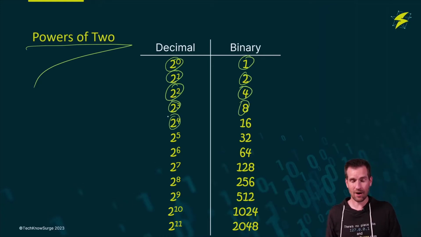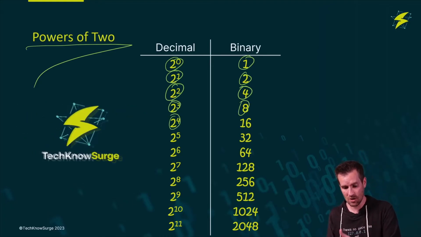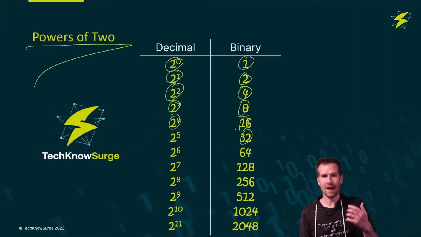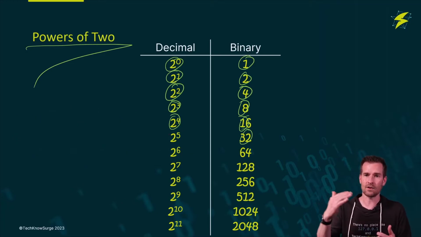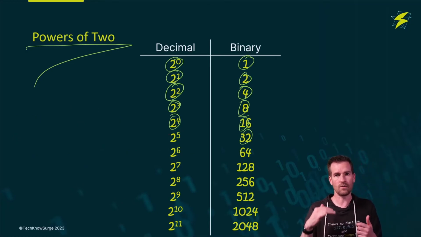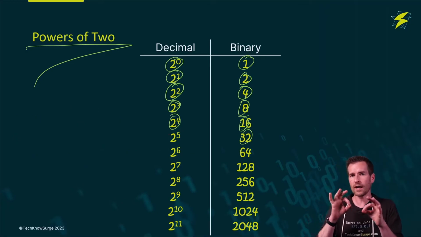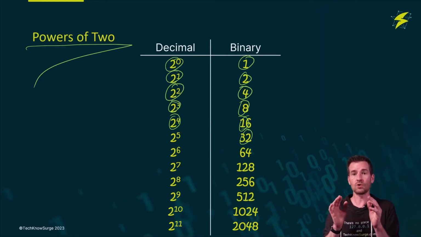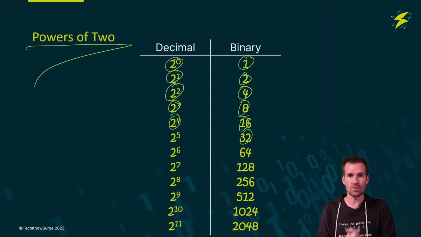To the fourth power, which is 2 times 2 times 2 times 2 equals 16. Times 2 is 32. Times 2 is 64. I mean, you see the pattern here. 128, 256, 512, 1024. So you're going to want to remember these. These are going to be very critical for you to get down because we're going to use them a lot.